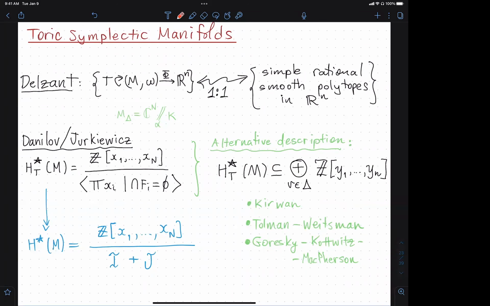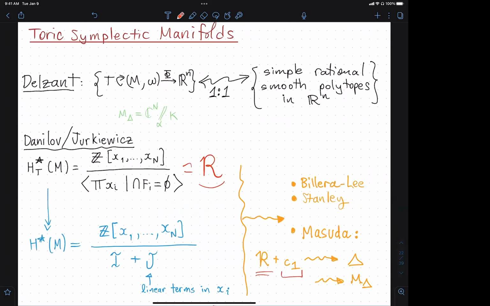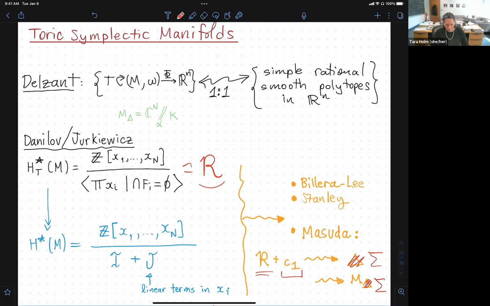Yes. Hi. Is Masuda's result about polytopes or about fans? You have read this paper more recently than me, perhaps. Maybe this is about fans, actually. Should I say that? I think Masuda is interested in toric varieties. Okay, we'll say fans.